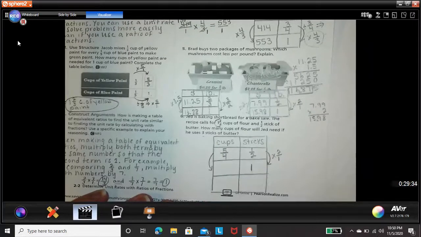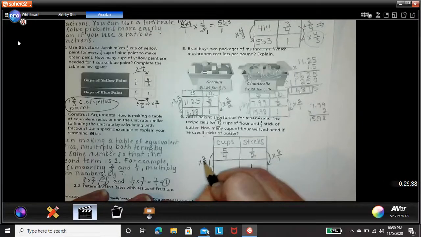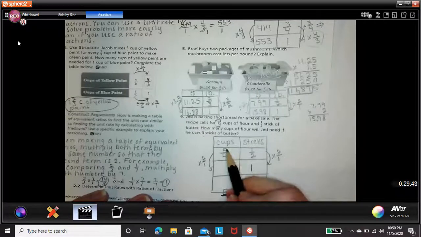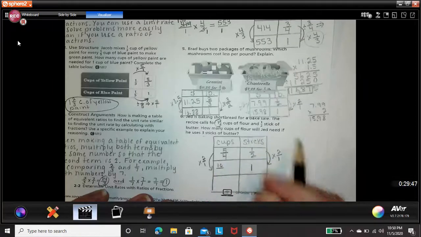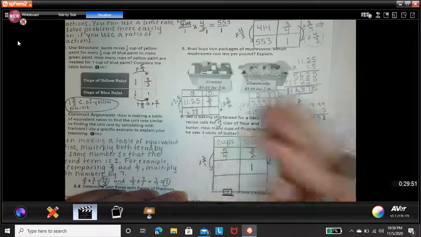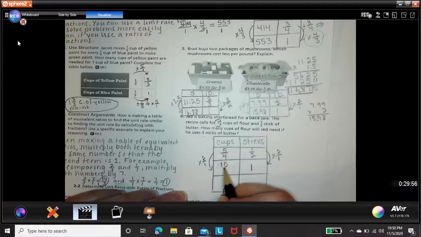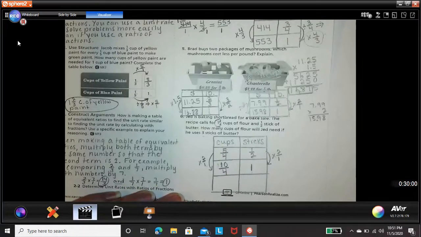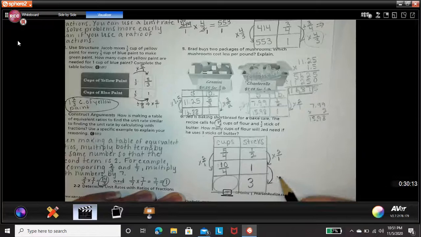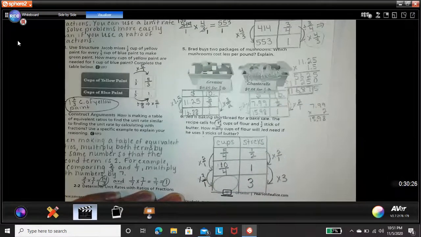Next, we're going to multiply the left-hand side by 2/1 as well. 5 times 2 is 10. 1 times 4 is 4. We want to find out how many cups of flour if there were 3 sticks of butter. Well, that's easy. We just need to multiply by 3. Since this is a fraction, why don't we put that 3/1? 10 times 3 is 30, and 4 times 1 is 4.